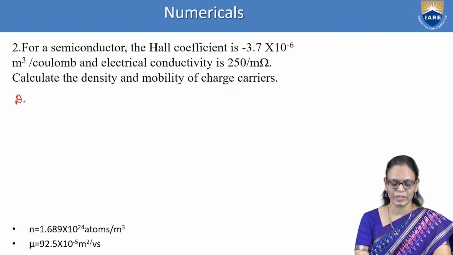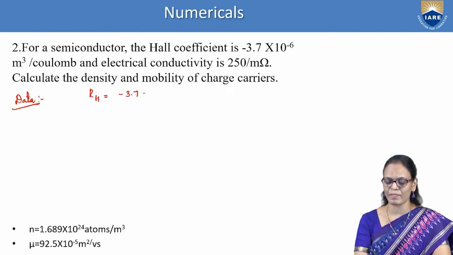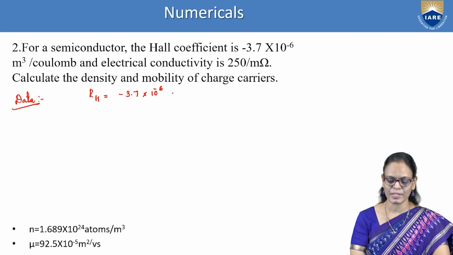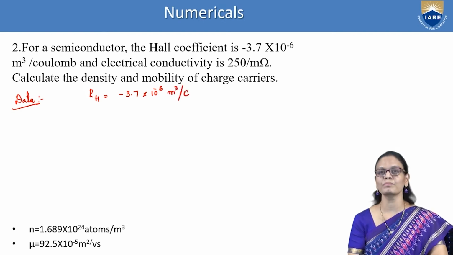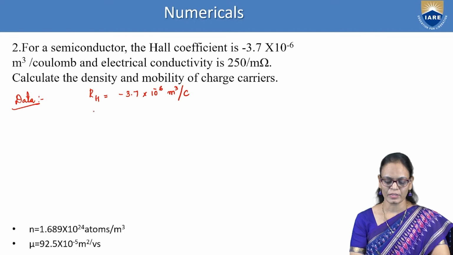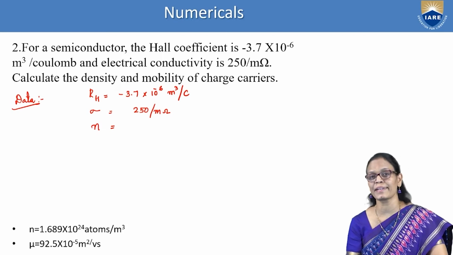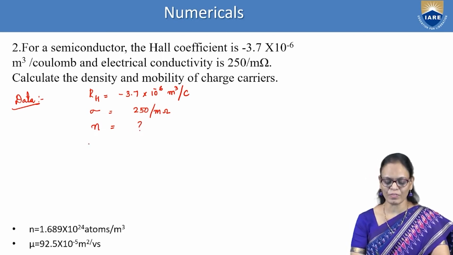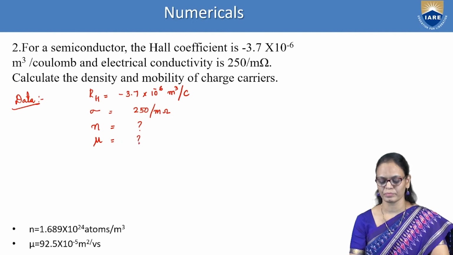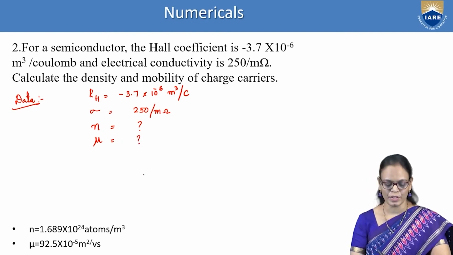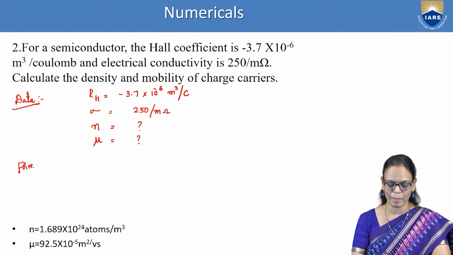So let us write the data given. We are given Hall coefficient RH minus 3.7 into 10 power minus 6 meter cube per coulomb. And then we are given the conductivity 250 per meter ohm. We have to calculate the charge carrier density N, and also we have to calculate mu. This is what we have to calculate. So what are the formulae we are going to use?